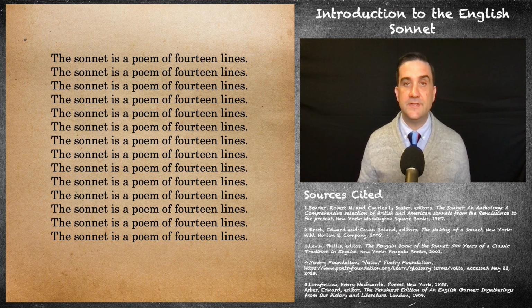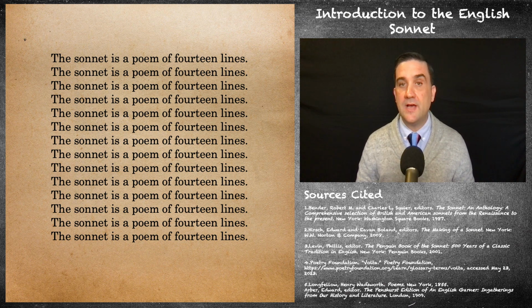They share many elements, but they also differ in a few distinct ways. Let's look first at their similarities. Both forms feature 14 lines written, generally speaking, in iambic pentameter. The 14-line length is easy enough to understand. After all, if you can count to 14, then you can count how many lines there are in a poem.